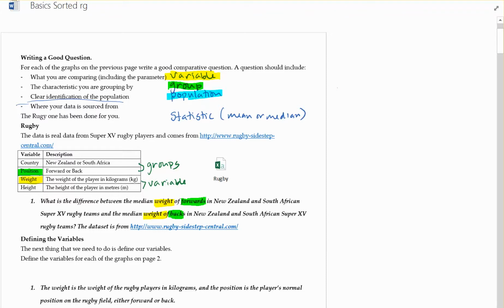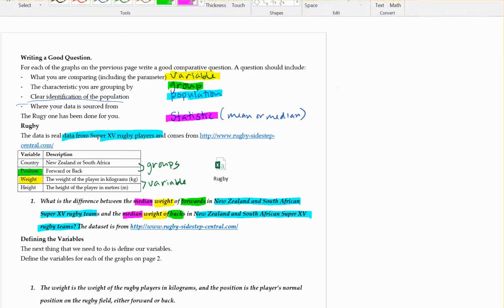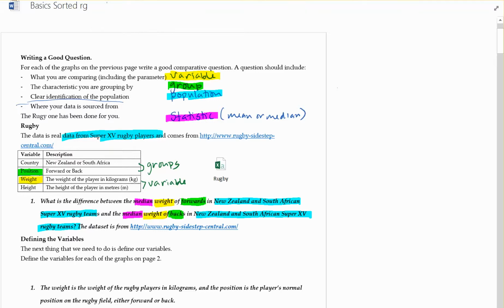And our population parameter here is going to be the data of the Super Rugby players, and it is both the New Zealand and South African. So we would say in the New Zealand and South African Super Rugby teams, that's our population, because we're looking at everybody on those teams. Our data set, we're saying where it's from. The data set is from this website. And then our last thing, of course, is to make sure that we get our statistic, whether we're doing the mean or the median. And you can see here they've selected to do the median. And again, we can make that judgment a little bit better if you take a look at the data and decide, but for kind of naturally distributed things, we often are going to use the median.